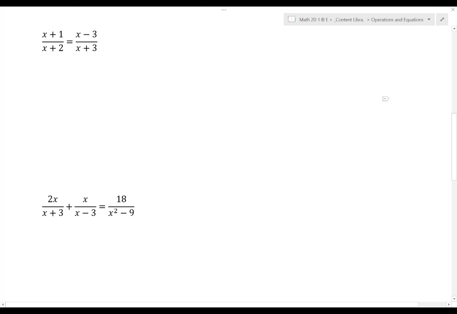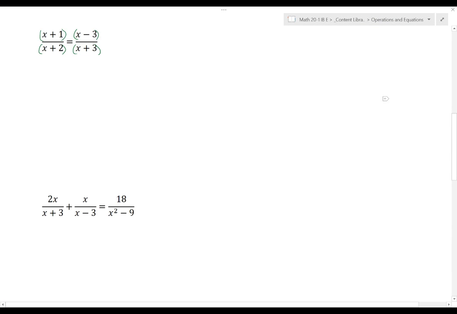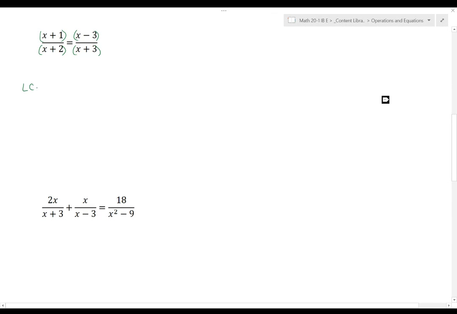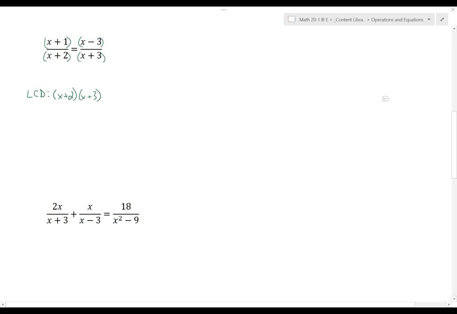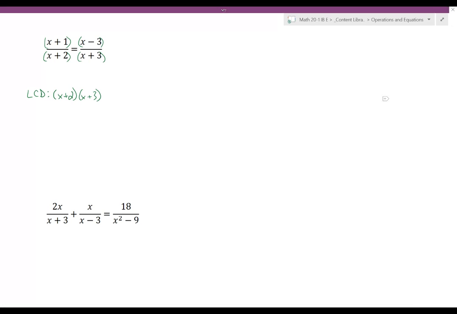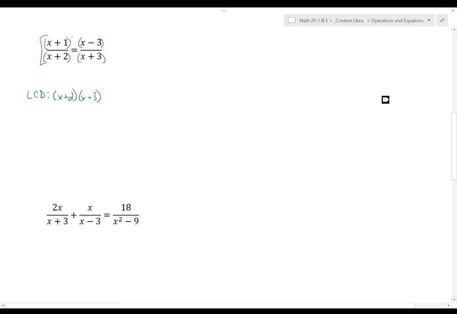In the first case, they're already factored. So I'm going to think of each of these numerators and denominators, and I'm putting them in brackets to remind myself these are individual factors. No part of them can be canceled unless all of them can be canceled. So my lowest common denominator is x plus 2 times x plus 3, just the product of these two denominators because there isn't anything in common between them, which means that I'm going to multiply both sides of this equation by that lowest common denominator.